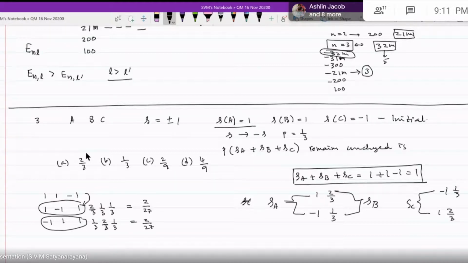Okay, so that means we have... Also, the options are 2 by 3, 1 by 3, 2 by 9, and 4 by 9.